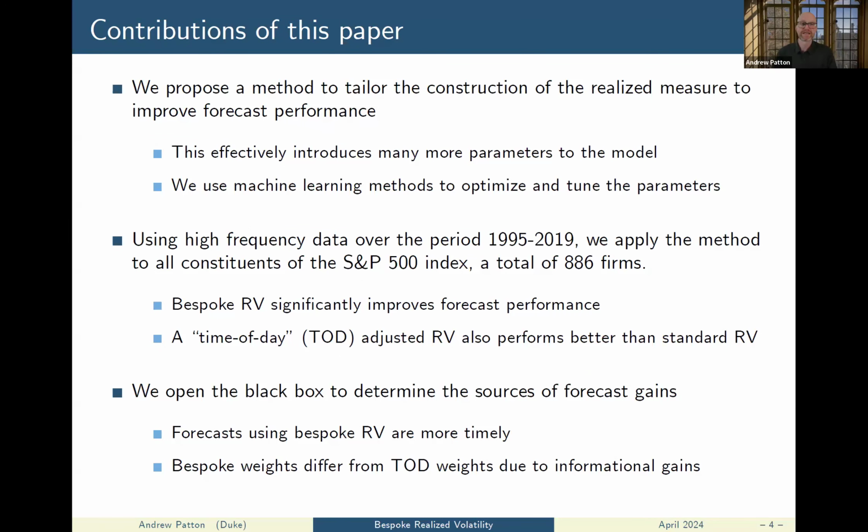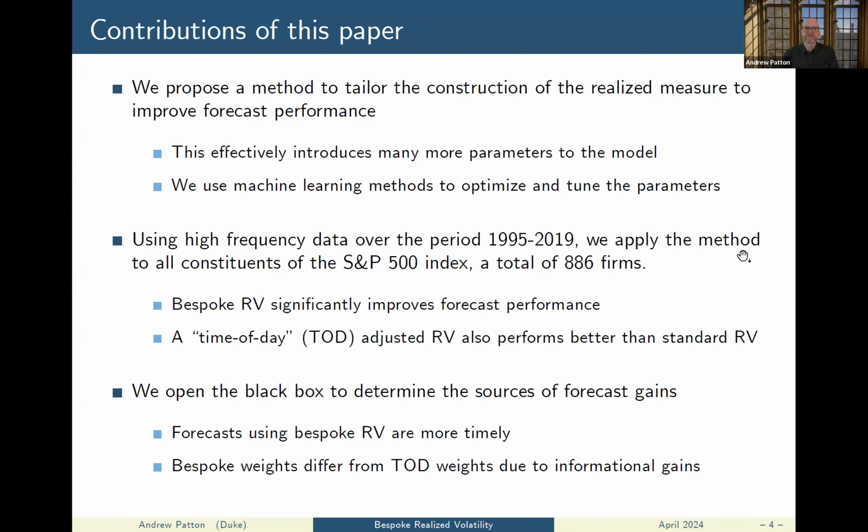Okay, so what we're going to do is suggest a way of tailoring the construction of a realized measure of volatility to improve its usefulness in a forecasting model. What it ends up doing is leading to a ton of extra parameters that have to be estimated. We use machine learning methods to overcome that hurdle. Pretty standard machine learning methods by now, with the takeover of machine learning in econometrics.